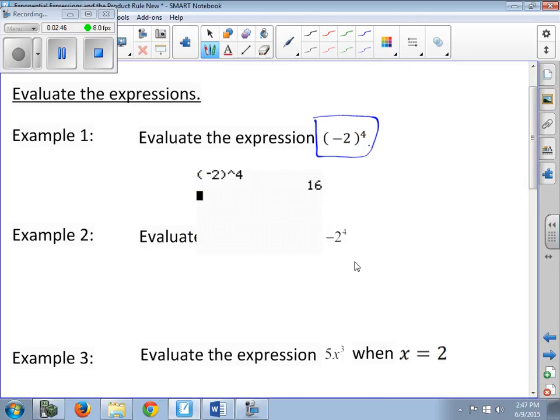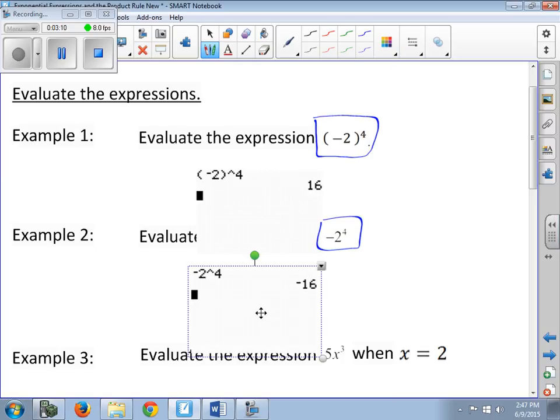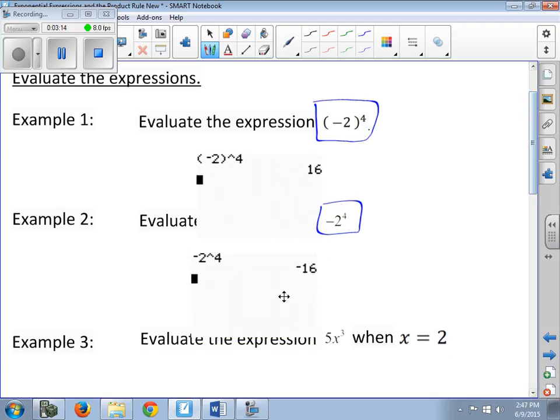Now, our second example does not have the parentheses, and I want you to see what a difference that makes. If I type it in without parentheses, negative 2 raised to the 4th, see, I get negative 16. You have to be careful to type the problem in exactly as it was written.